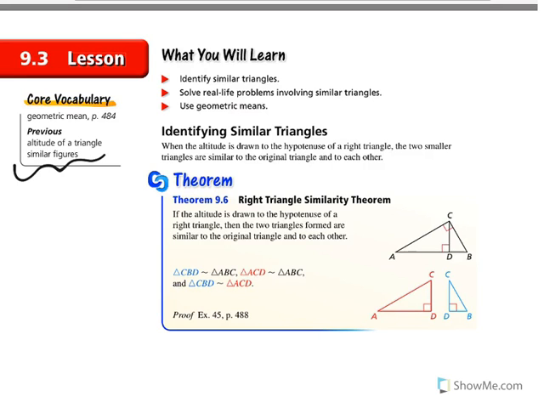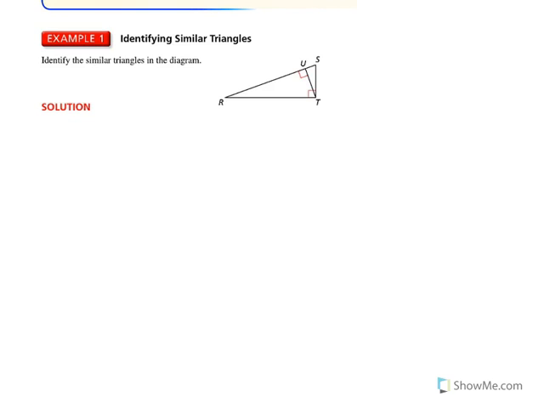Okay, so theorem 9.6, right triangle similarity theorem. If the altitude is drawn to the hypotenuse of a right triangle, then the 2 triangles are similar to the original triangle and to each other. Okay, so with that said, let's go ahead and try example 1.